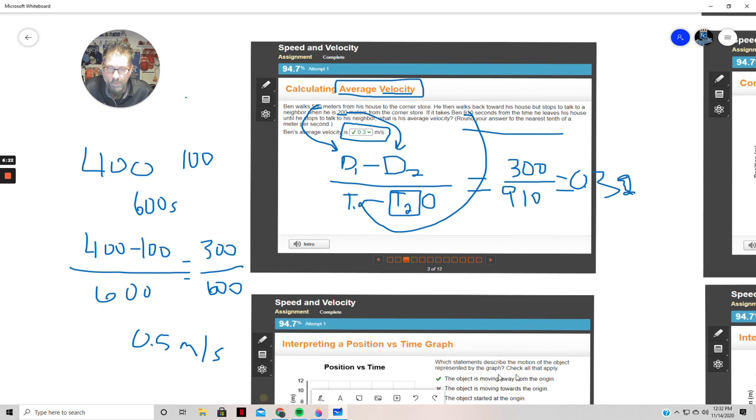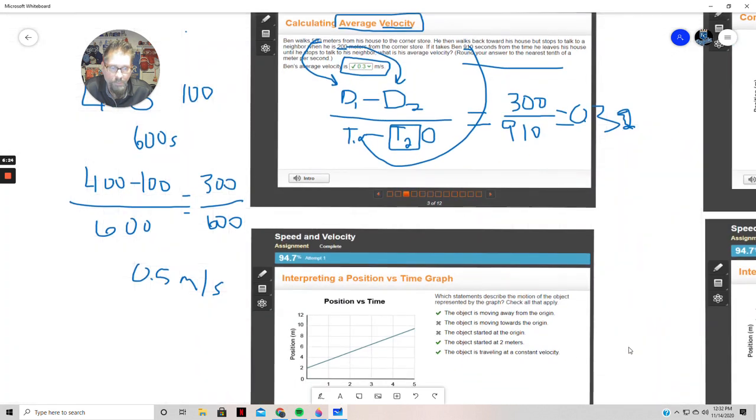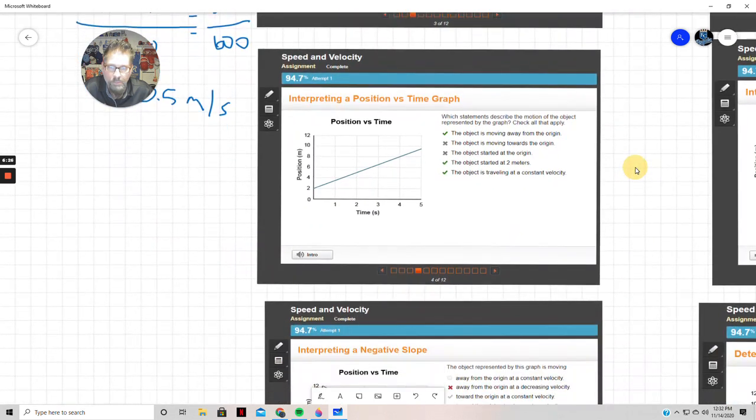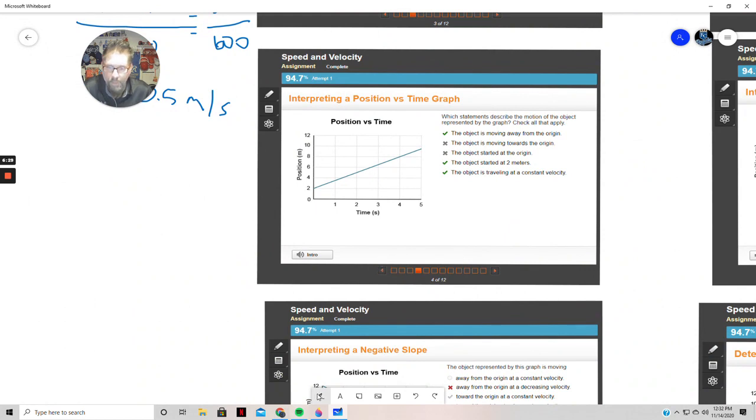Okay, so we'll close this out, slide down to the next one. Get my pen back. Okay, so now we're going to be interpreting this graph relative to position and time. Again, you can see you guys did a great job with that. But what I want to go over is each one of them and what it would look like if it had been true, or what they're talking about. Like, for example, when it comes to the word origin.